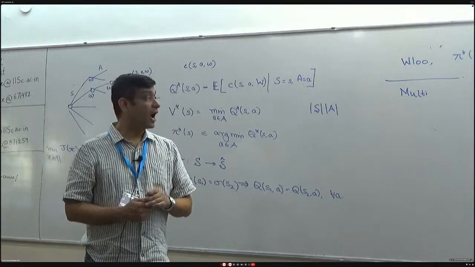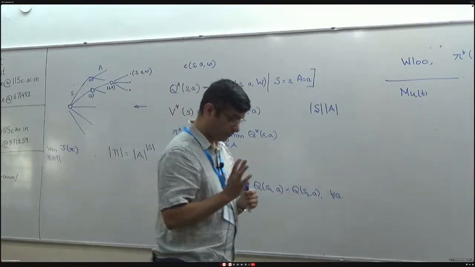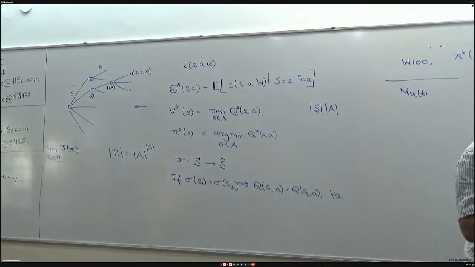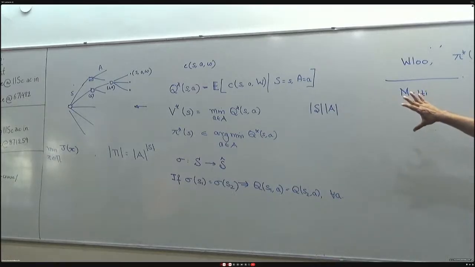So let me paraphrase. If I have a constraint, then I'm implicitly making an assumption here that I can restrict attention to deterministic policies. If I have constraints, I will have to look at stochastic policies.